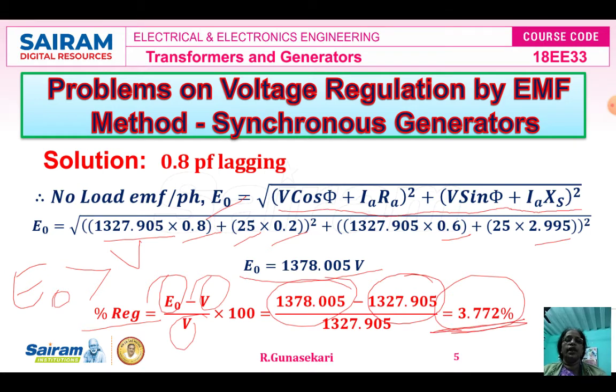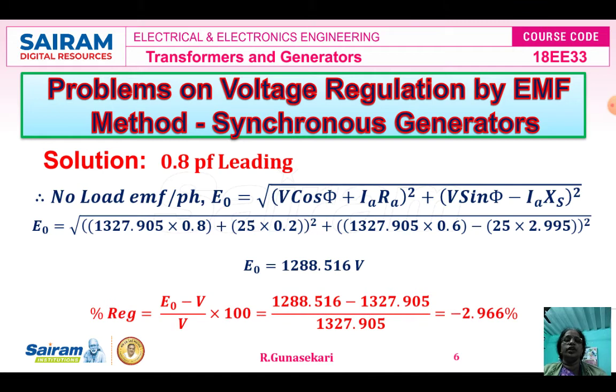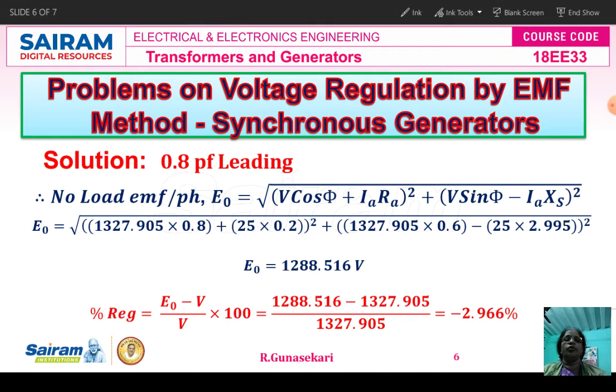Now we calculate the percentage voltage regulation for 0.8 leading power factor. So the formula, what is the difference between lagging and leading power factor for the E0 value? The only difference is this sign. Here the plus Ia Xs is for lagging power factor, minus Ia Xs for leading power factor. Now you can substitute all the values. Finally we are getting E0 is equal to 1288.516 volt.